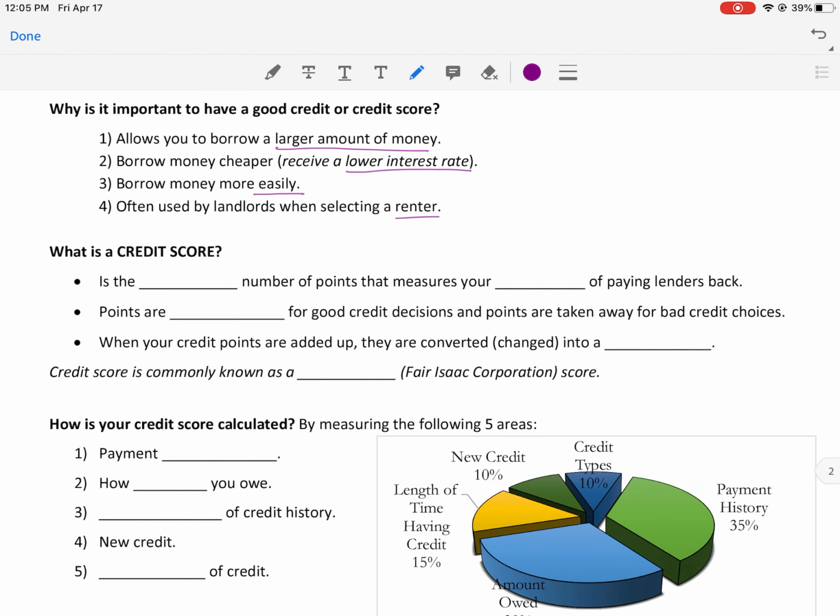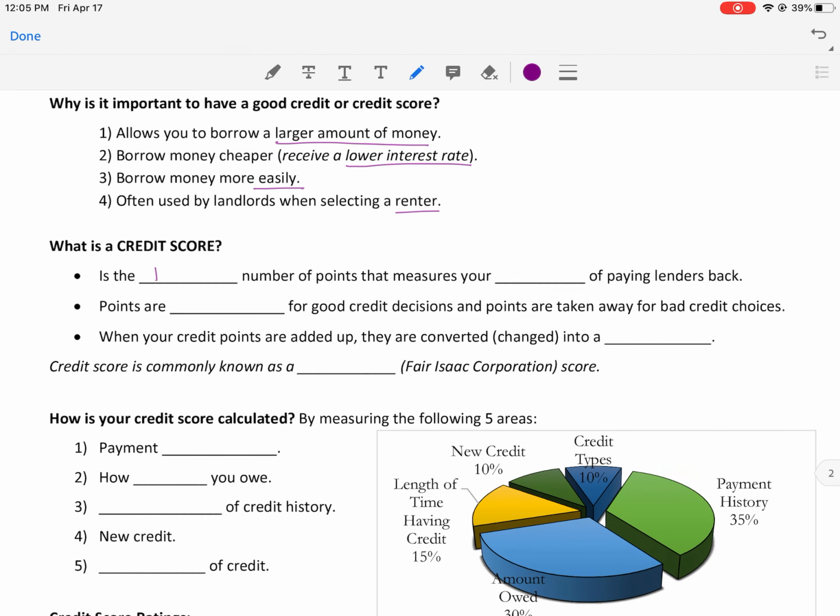So let's talk about what a credit score is. A credit score is the total number of points that measure your risk of paying lenders back. The points are earned for good credit decisions and are taken away for bad credit choices. When your credit points are added up, they are converted into a rating known as your credit score, right? Your credit score is commonly known as a FICO score. So basically, this is like our society's system of deciding who should have loans and what is your liability of being able to pay that back.